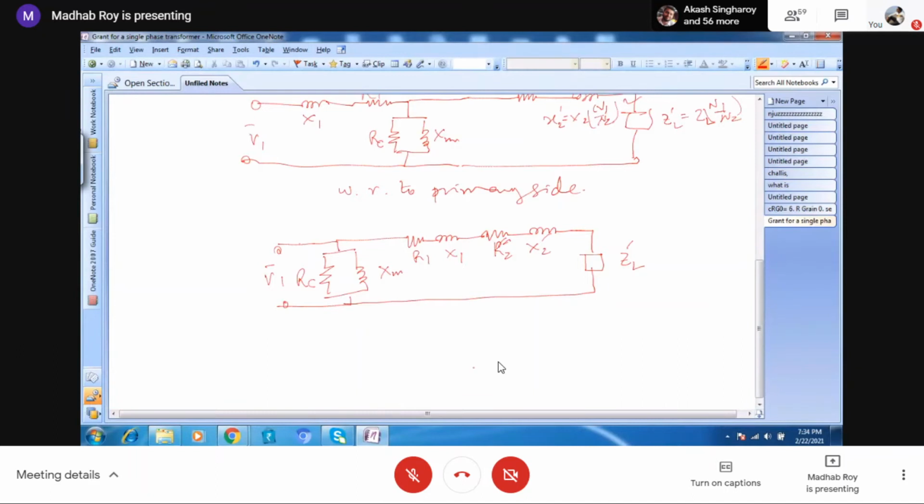Now you have to know the values of R1 and R2. Basically we can say this can be approximated as two values. One is called R equivalent, that is R1 plus R2 prime, and the other is called X equivalent, that is X1 plus X2 prime. Now I want to discuss these parameters so that you can understand a transformer in respect of the applied voltage.